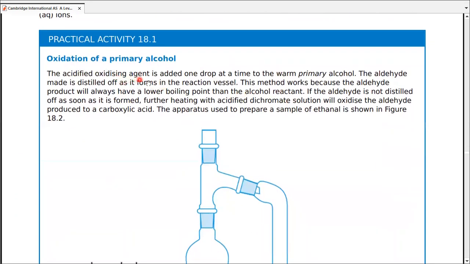The acidified oxidizing agent is added one drop at a time to warm primary alcohol. The aldehyde made is distilled off as it forms in the reaction vessel. This method works because the aldehyde product will always have a lower boiling point than the alcohol reactant.